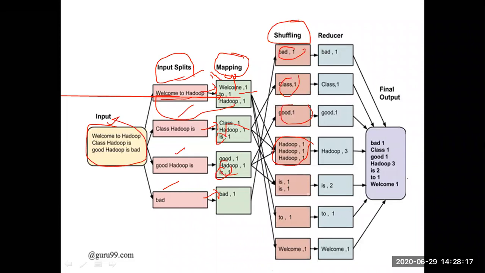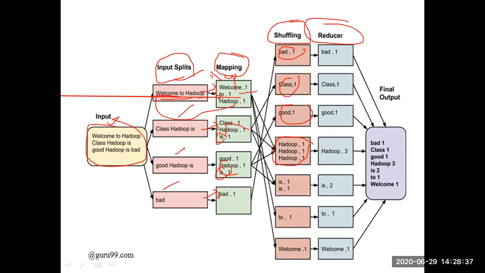The duty of the shuffler is, by taking the output of the mapping function, to segregate and reorder that output. All the related data will be gathered to one side. Clear? Now, after shuffling is over, it is the duty of the reducer.